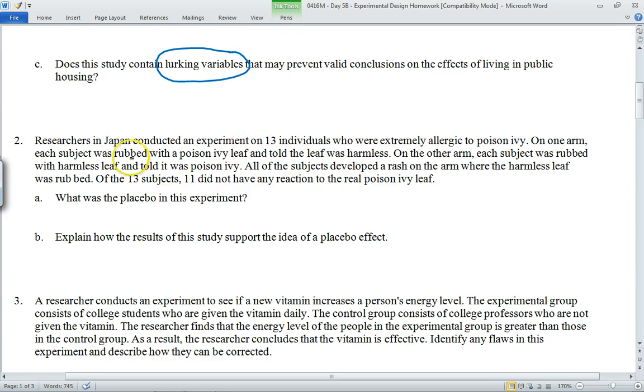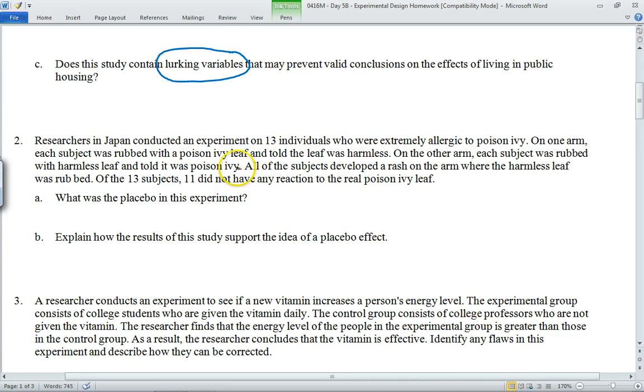Now, let's look at problem number 2. Researchers in Japan conducted an experiment on 13 individuals who were extremely allergic to poison ivy. On one arm, each subject was rubbed with a poison ivy leaf and told that the leaf was harmless. On the other arm, each subject was rubbed with a harmless leaf and told that it was poison ivy.